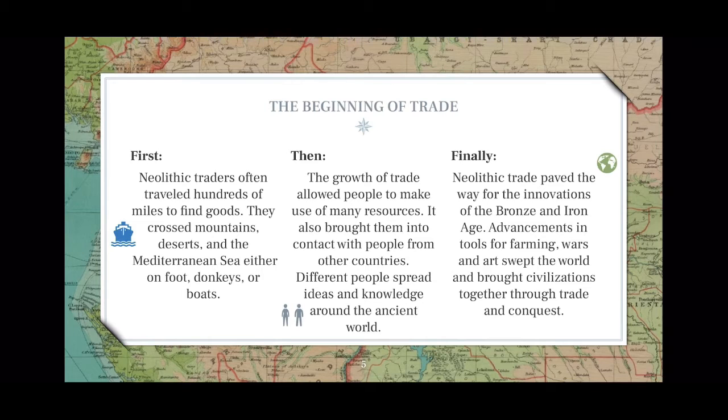People started to obtain more and more different types of resources and came into contact with people from other settlements. Different ideas and theories were spread around the ancient world, which paved the way for the innovations of the Bronze and Iron Age. These adjustments in tools and farming brought different settlements together through trade and conquest.